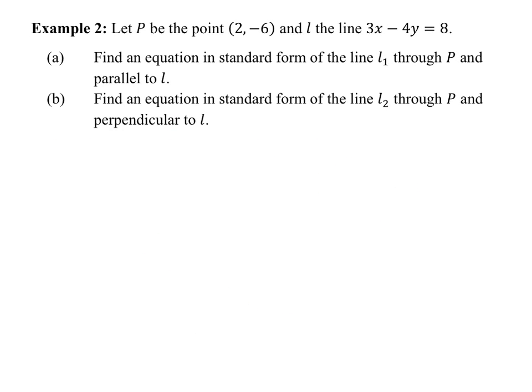Let's go right into an example. Let P be the point 2, negative 6, and L the line 3x minus 4y equals 8. Find an equation in standard form of the line L1 through P and parallel to line L. Find an equation of another line L2 through P and perpendicular to the line L. So you need to utilize the information that's presented to you.